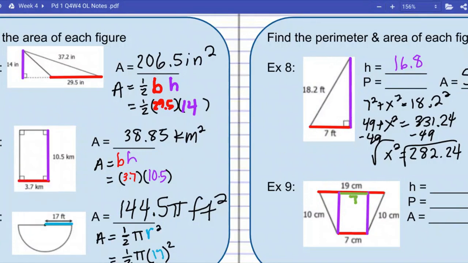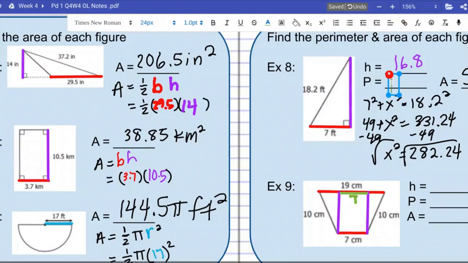To find perimeter, perimeter is just adding up all the pieces on the outside, so all the lengths. So 18.2 plus 7 plus 16.8. I get 42 for perimeter. And it's going to be in feet because it's a length.